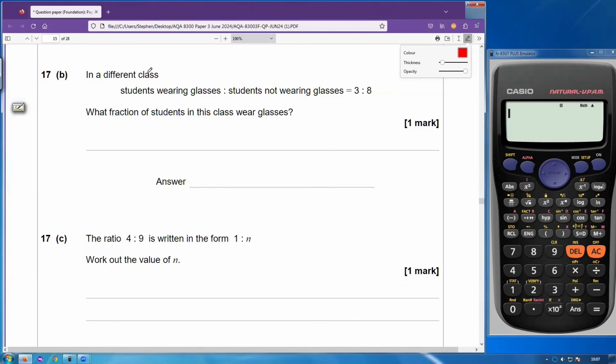17b. In a different class, students wearing glasses to students not wearing glasses is 3 to 8. What fraction of students in this class wear glasses? Well, sometimes you can think, oh, it's 3 over 8. Well, no, we need to know how many students wear glasses, and this is a small class. The number of students are 3 who wear glasses, 8 who don't. So it's 8, 9, 10, 11. There's 11 students in the class. What fraction of students in the class wear glasses? It's 3 out of 11. So always find out the total.